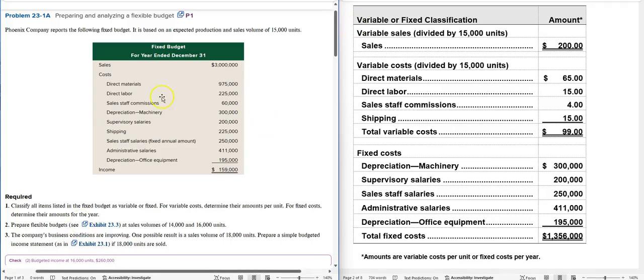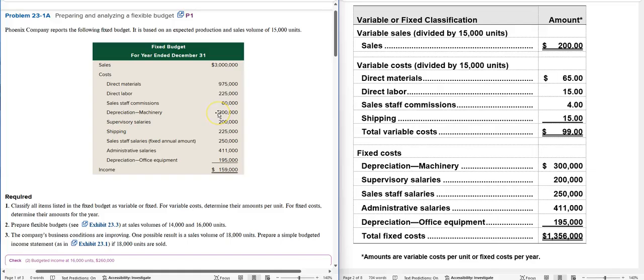So going down these costs, we're going to classify each as variable or fixed. Sales obviously is variable, right? Sales will vary based off of the number of units sold. Direct materials, those costs are variable. In total, direct material costs will change as the level of sales changes. Same thing with direct labor. Again, another variable cost. More sold, the more the labor goes up. Sales staff commissions. Commissions are going to be based off of sales, so that is going to be variable, right? As sales change, the commissions will change.